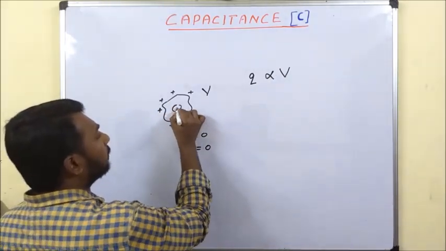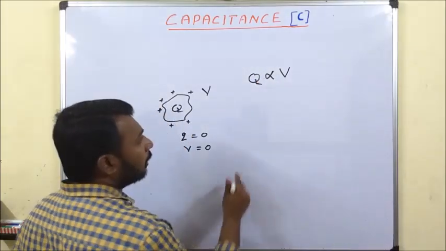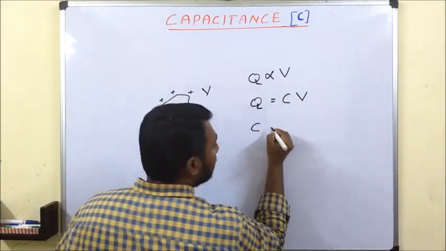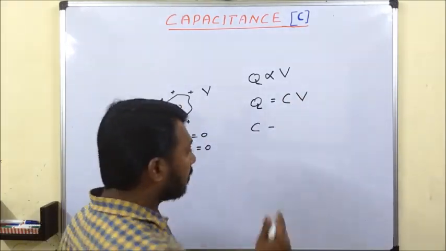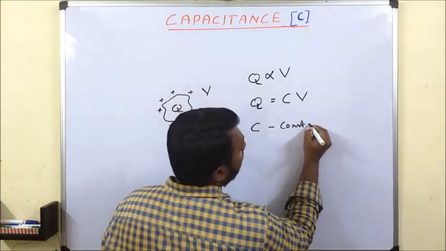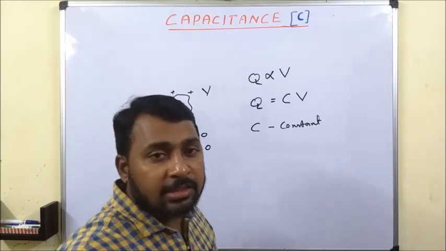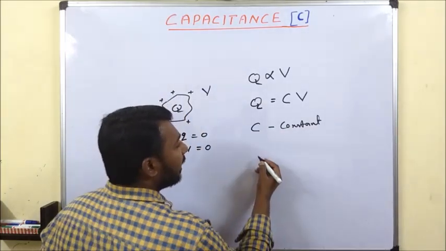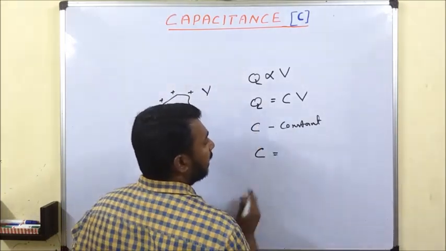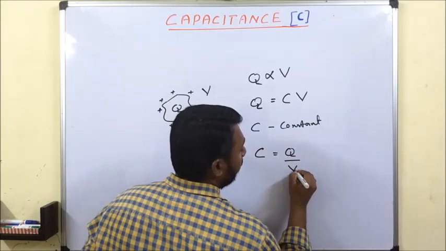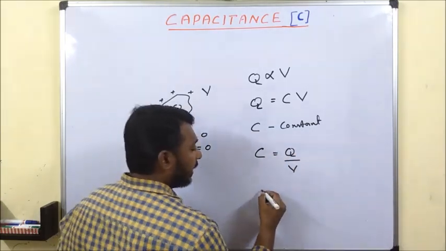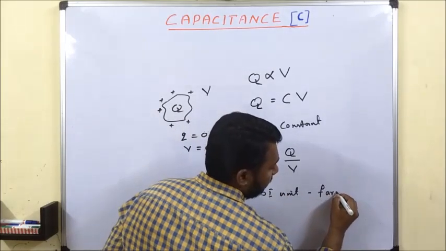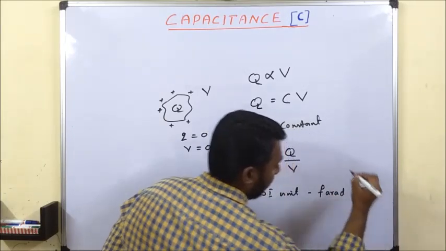So let the charge be capital Q. Then Q is equal to CV, where C is a constant, the constant of this material, and this constant is called capacitance. Or we can say, rearranging this equation, C is equal to Q by V. Its SI unit is the farad, written as capital F.